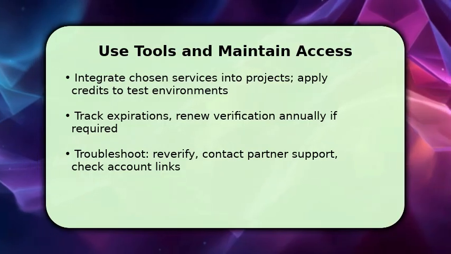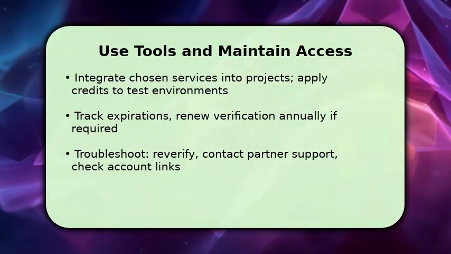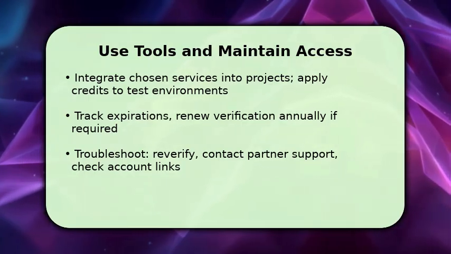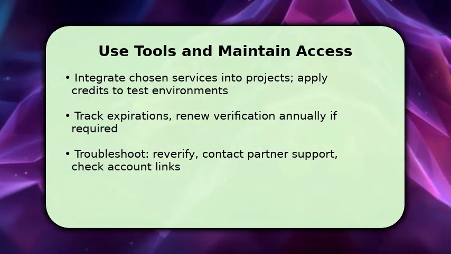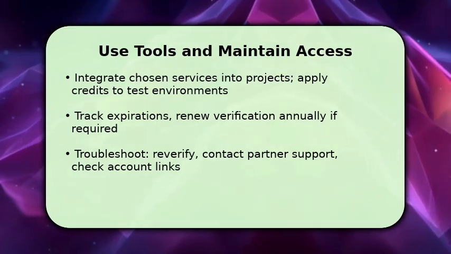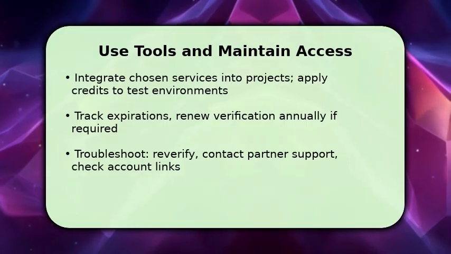If something goes wrong, first check that your GitHub account and partner accounts are linked correctly, then upload verification if needed. If links still fail, contact the partner's support and GitHub Education support. They can reissue codes or fix account mismatches.